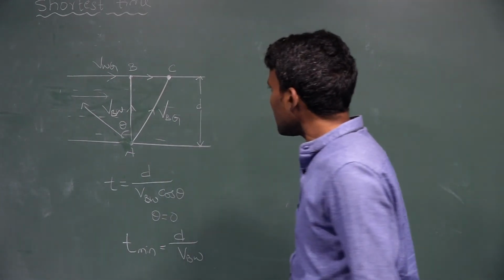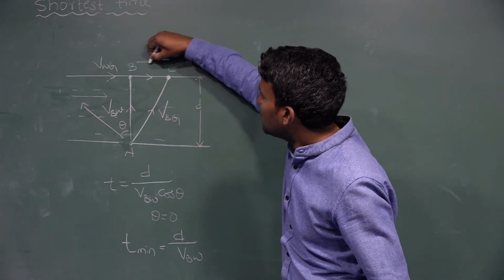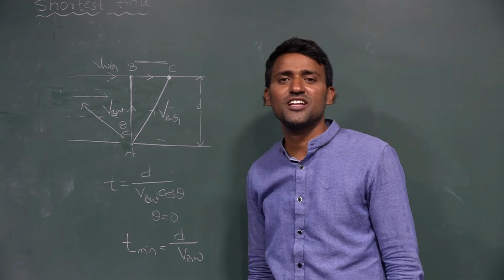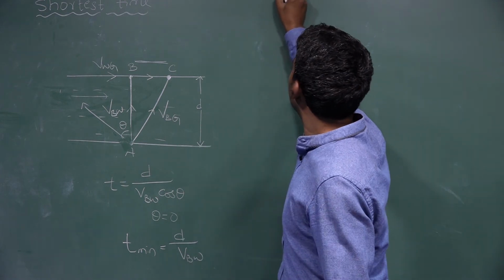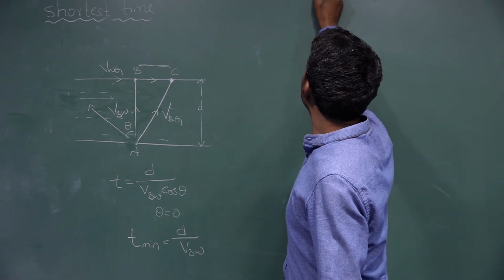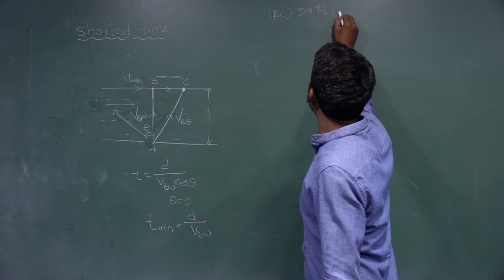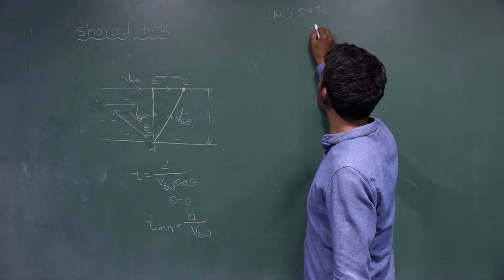And now this BC is there. What is BC? Here BC is nothing but the drift. We can call it the displacement. Here BC we can call drift. That is drift. Here drift is equal to, drift we are writing as a displacement.